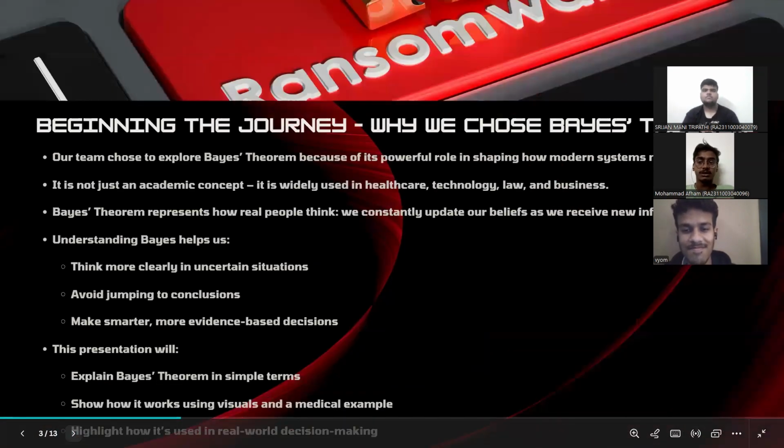which is beginning the journey of why we chose Bayes theorem. So our team chose to explore Bayes theorem because of its powerful role in shaping how modern systems make decisions. It is not just an academic concept, it is widely used in healthcare, technology, law, and business. Bayes theorem represents how real people think. We constantly update our beliefs as we receive new information. Understanding Bayes theorem helps us think more clearly in uncertain situations, avoiding jumping to conclusions, and make smarter, more evidence-based decisions.